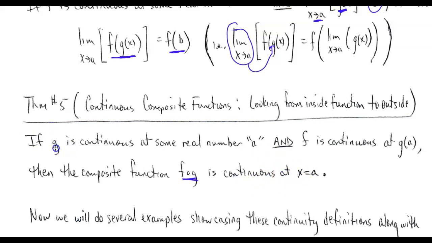So notice what this is saying is that we're looking at the inside function, because we're still assuming that our composition function looks like this. If I'm looking at the inside function, and I say the limit of it as x approaches a is going to equal some real number, we'll just call it g of a, and we know that f is also continuous at g of a, then of course we know that the composite function is going to be continuous at x equals a.